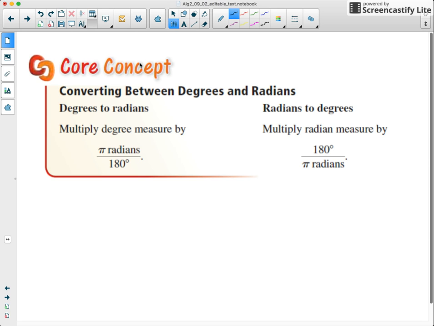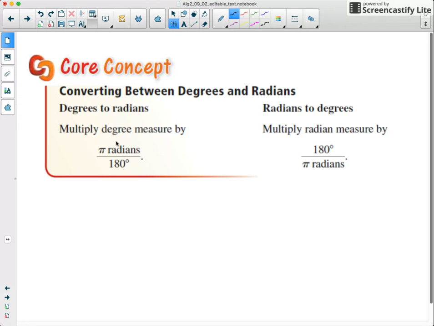The other idea that we'll be looking at is converting between degrees and radians. And the directions right here are pretty simple. We're multiplying whatever the degree of our angle is by pi over 180. And if we are converting from radians to degrees, we're multiplying the radian measure by 180 over pi.